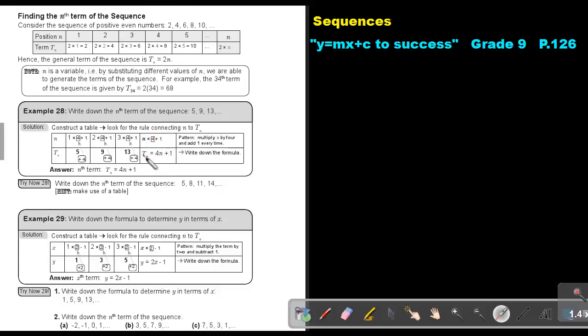So what will the formula, or the nth term, be? Tn equals 4n plus 1. Okay, I want you to stop the video and do Try Now 28. Try to get the nth term of this sequence.